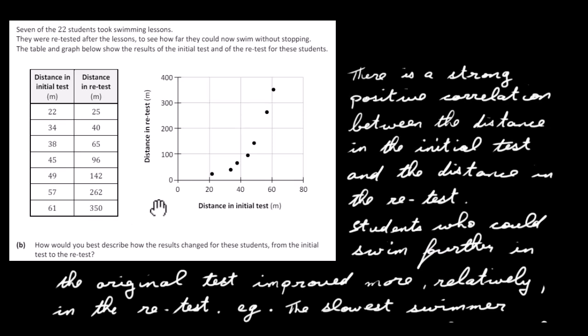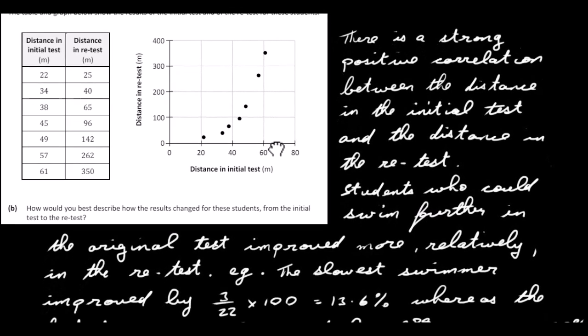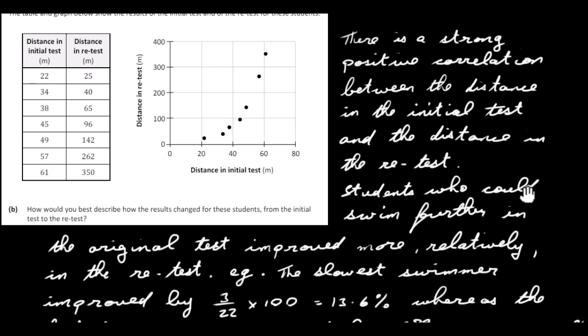So really what's happening here is the more the students could swim originally, the more they improved. There's a huge gap between these two. There's a very small gap between these two here. So if they couldn't swim too far originally, they still couldn't swim too far after the lessons, but they did improve slightly, and it does increase. So what I'm saying here is that there is a strong positive correlation between the distance in the initial test and the distance in the retest.